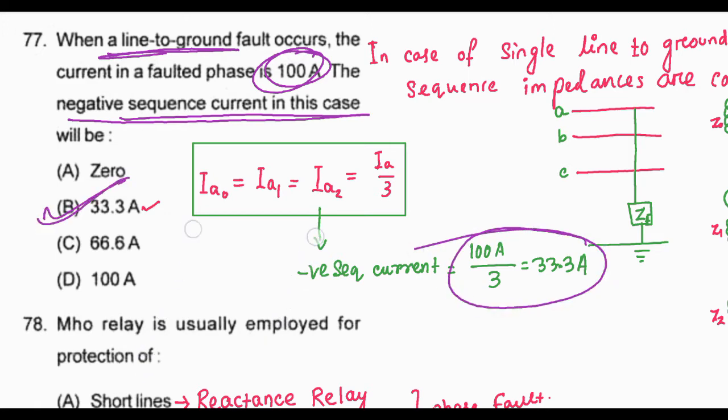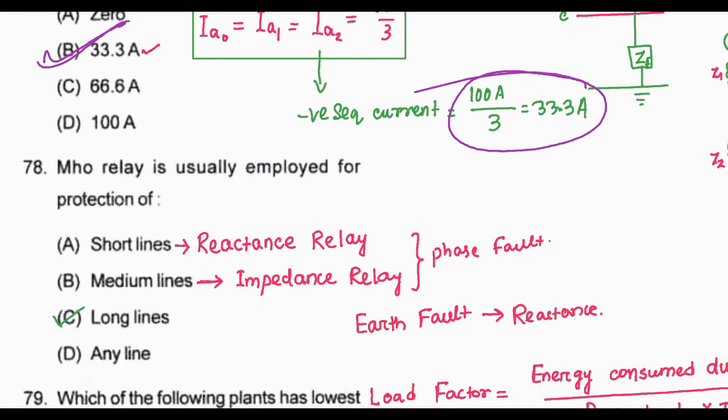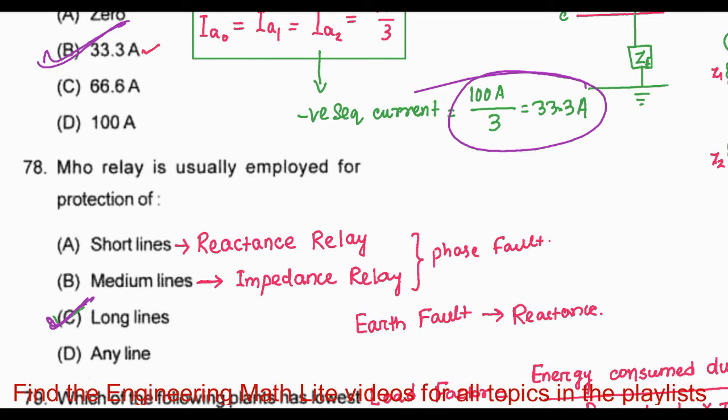Next question is, Mho relay. Mho relay is usually employed for protection of dash, short lines, medium lines, long lines, any line. So this is for long lines. For short lines generally we use reactance relay, for medium lines generally impedance relay, and these are for only phase faults, and for earth fault generally reactance relay is used.